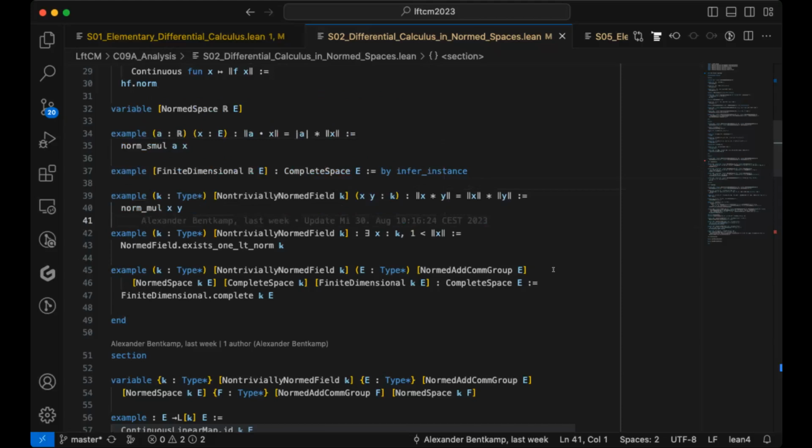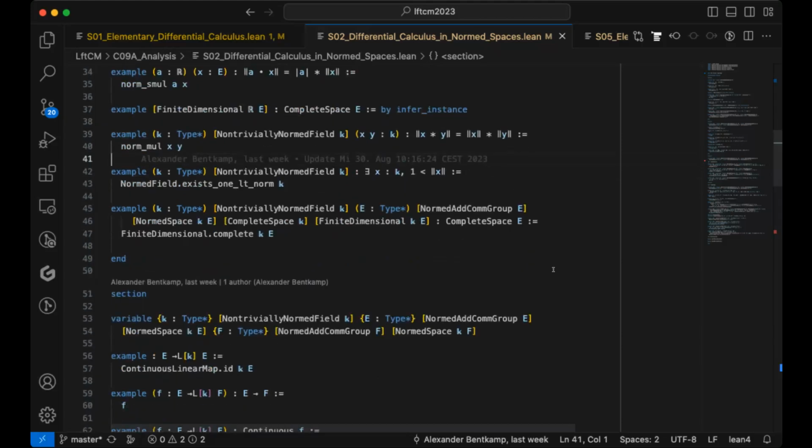Okay, and then blah, blah, blah, further properties that you would expect. Okay, now we have generalized to any non-trivially normed field. So this is a normed field where, actually, it's exactly this statement on lines 42 and 43. It's a normed field where you have an element of norm strictly bigger than 1.